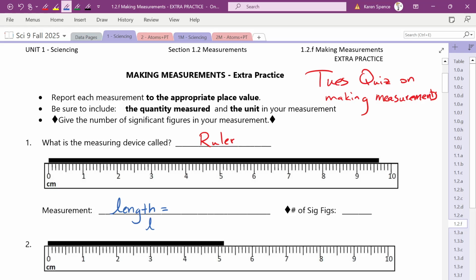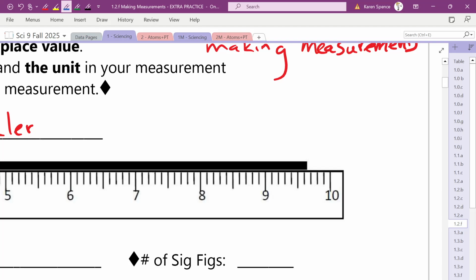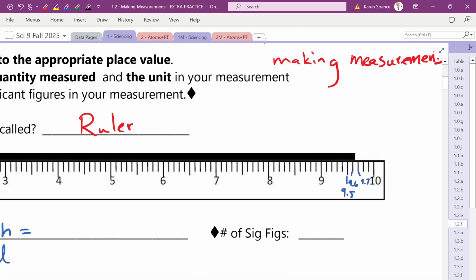And then we're going to take a look, zoom in up here. This one in the middle, this is 9.5. So we are somewhere in between 9.6 and 9.7. So this should be 9.6 something, right? And you can pick what you want it to be. I would say maybe 9.65. But if you don't have 2 decimal places, that would be 1 mark lost out of 4, okay?